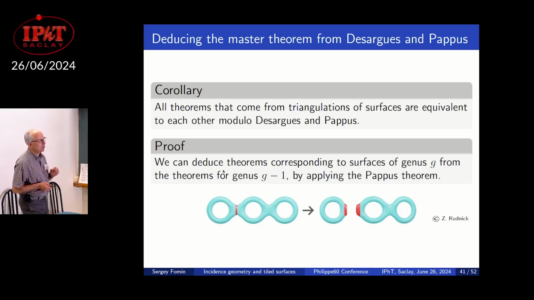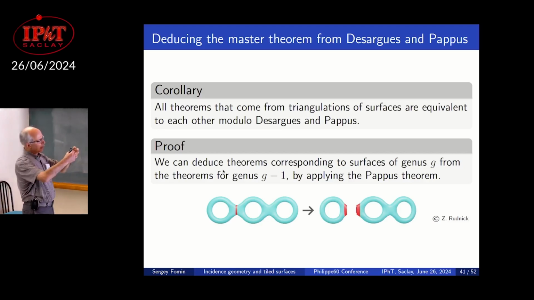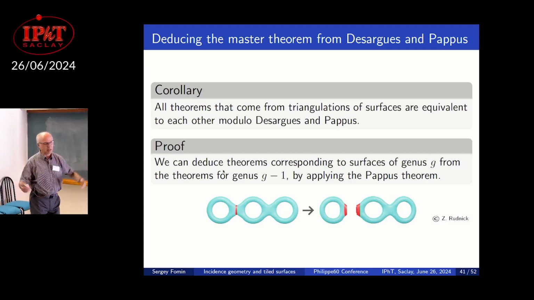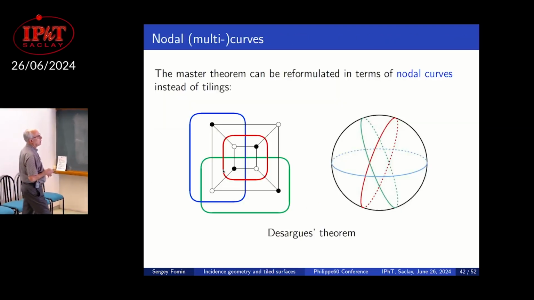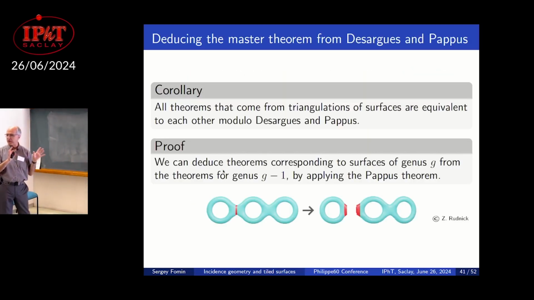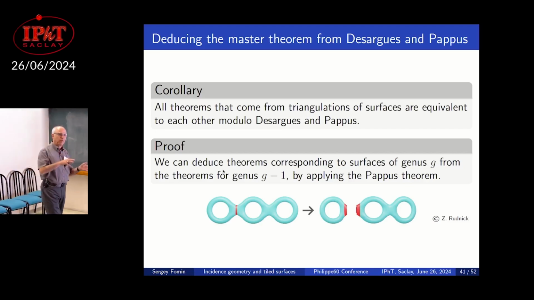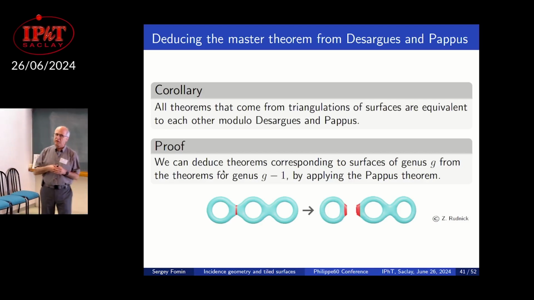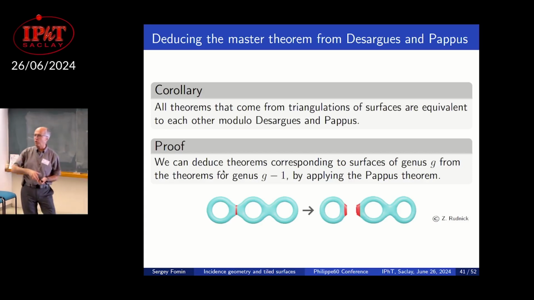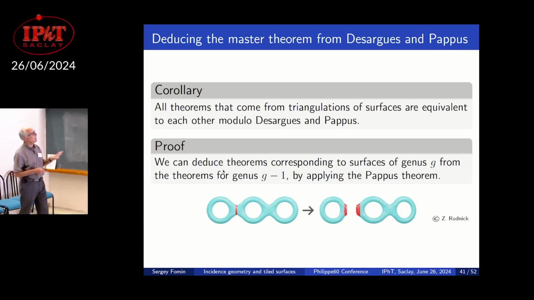Remember, Pappus is a torus, and we can glue these tori to increase the genus. Gluing a torus exactly corresponds to applying Pappus. Okay, I'm skipping details, but you can imagine. And so basically everything follows from Desargues and Pappus. And actually Desargues follows from Pappus. We can explain again: you can glue tori to get a sphere. You can actually lower the genus as well. So let me skip that.